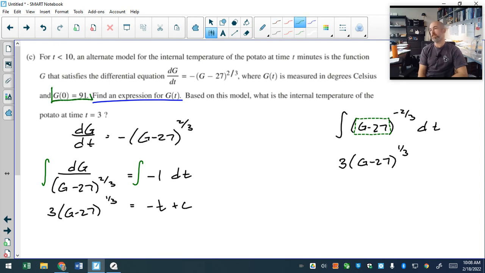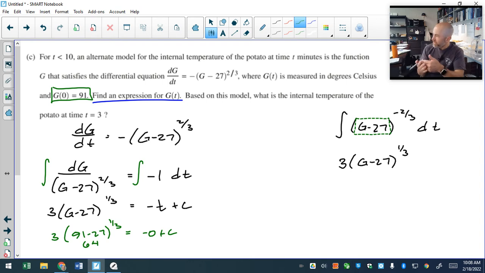We know that when t is 0, the value of g should be 91. So I'm going to plug that in here. 3 times 91 minus 27 to the 1/3 is equal to negative 0 plus c. And this is non-calculator. What's 91 minus 27? 64. Now, how confident were you in that?